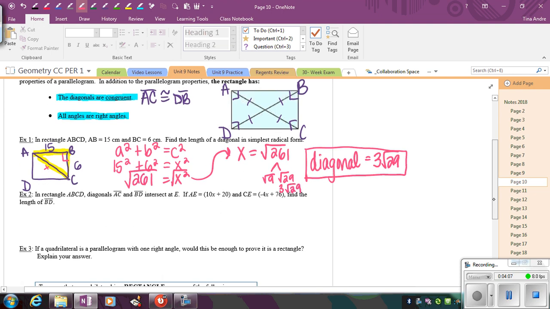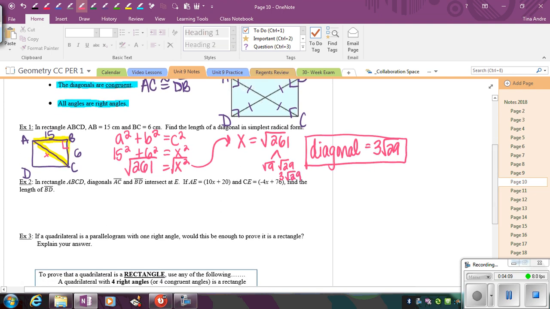So there's the first thing. So then we look at the second example here. It says in rectangle ABCD we have diagonals AC and BD. So let's go ahead again. Always sketching a picture here is going to be important. So we have ABCD going around the rectangle. We have diagonals BD and AC that are intersecting at this point E.